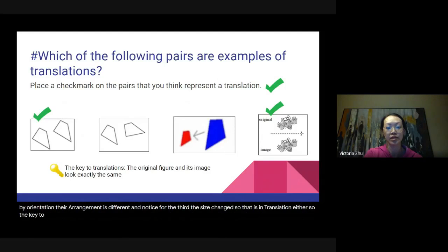So the key to the translation is that the original figure and its image look exactly the same. Any changes, it would not be a translation.